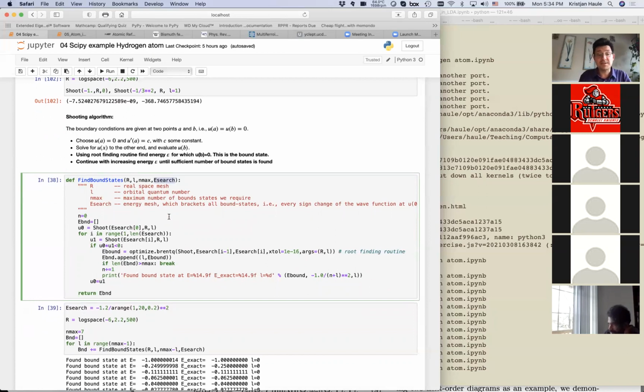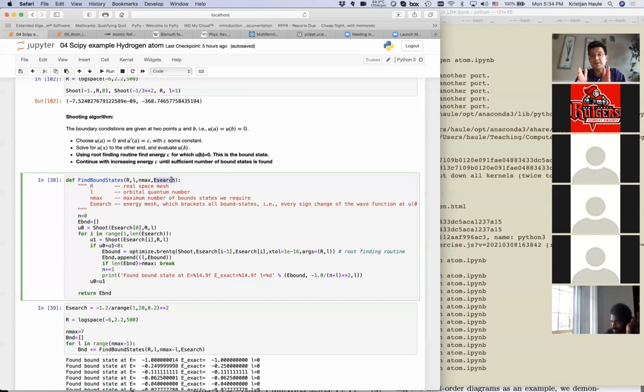So what we need to do is take a mesh which is not too rough, so that it would miss a bound state, but it doesn't need to be infinitely dense either, because all we need to make sure is that we resolve every bound state. We just need to have at least one point between 2 bound states. So if it turns out that this search mesh is too rough, then we might find 2 or 3 bound states within the same interval. And if that happens, then we're going to miss a bound state.